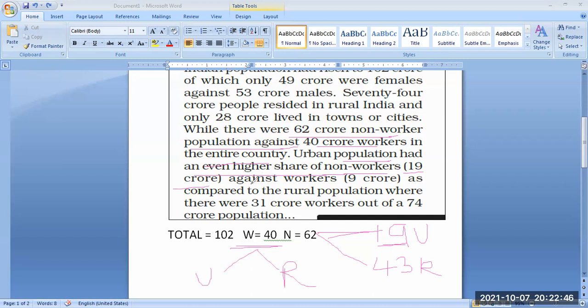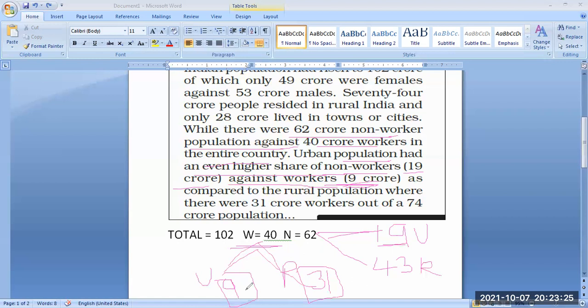Now coming to workers. Urban population had 19 crores non-workers. So in urban population, 9 crore workers are there. Did you understand? So in total workers, 40 crores, 9 crores are urban. So remaining, how many are going to be rural? 31 are going to be rural. Okay, you can cross check.